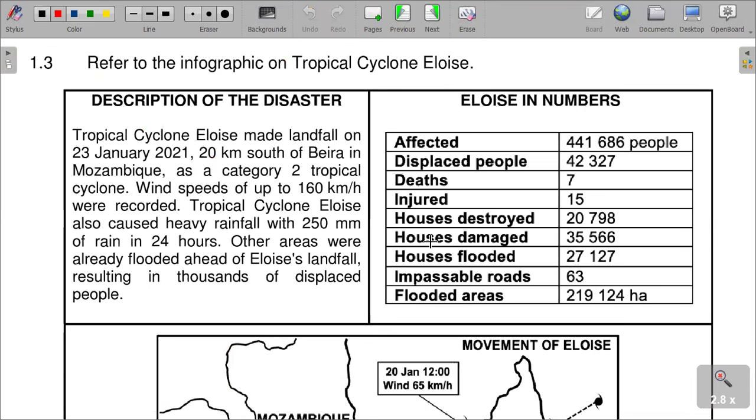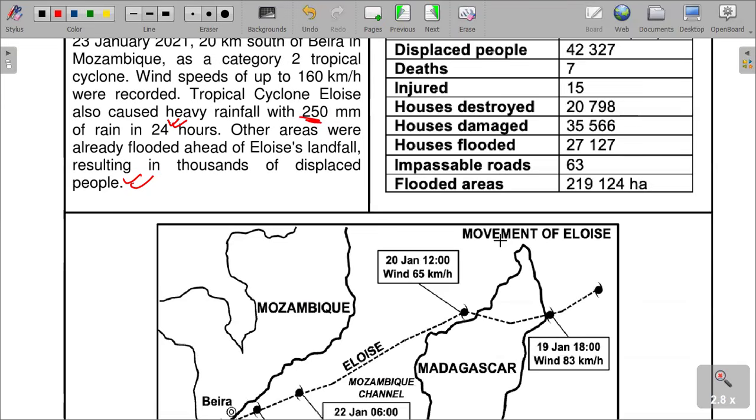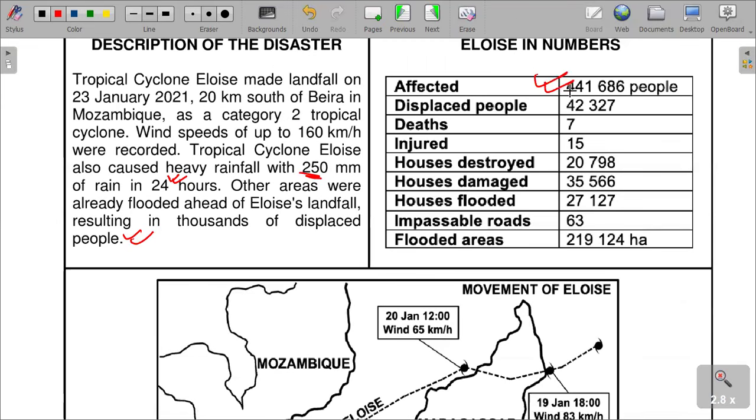1.3 refers to the infographic on tropical cyclone Eloise, Eloise in numbers, and the description of the disaster. The tropical cyclone Eloise made landfall on 23 January 2021, 20 kilometers south of Beira in Mozambique as a category 2 tropical cyclone. Wind speeds of up to 160 kilometers per hour were recorded. It also caused heavy rainfall with 250 millimeters of rain in 24 hours. Other areas were already flooded ahead of the landfall, resulting in thousands of displaced people. So people were moved. And then we have displaced people, deaths, injured, houses destroyed. These are the statistics of the effects of the disaster, which are displayed on the table there.